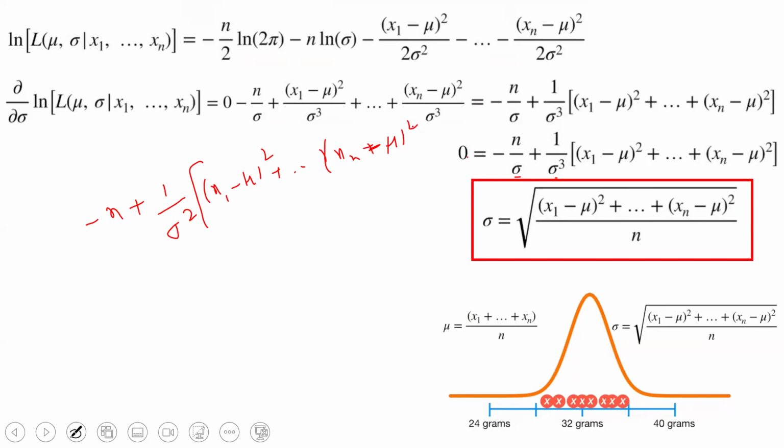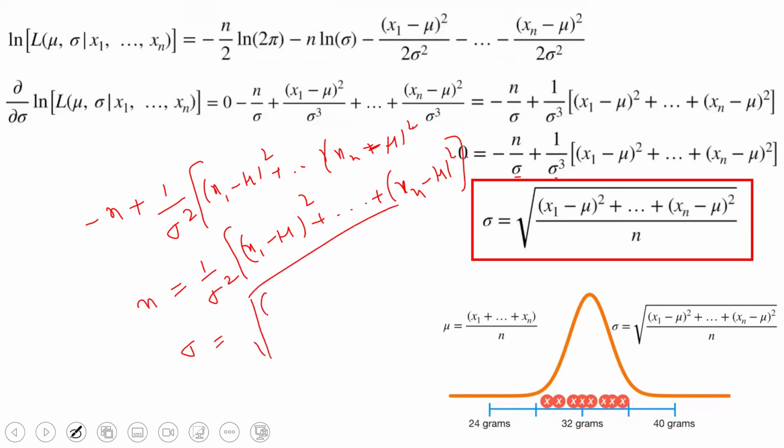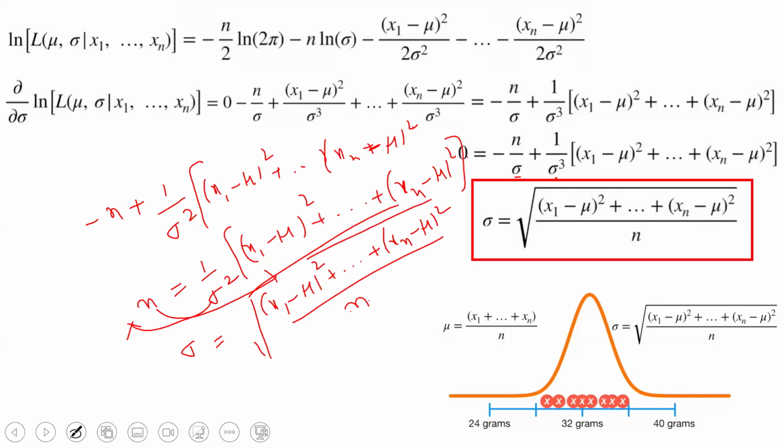So now n is equal to 1 by sigma square times (x1 minus mu) whole square plus so on plus (xn minus mu) whole square, and sigma goes that side, n comes this side, and finally that comes down to sigma is equal to (x1 minus mu) whole square plus so on plus (xn minus mu) whole square by n. I'm taking this sigma to the denominator, and sigma square, when the square goes to this side, it becomes a root.